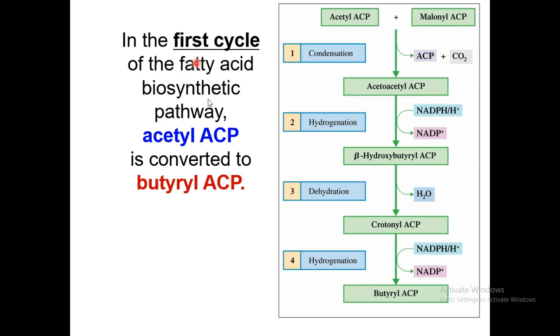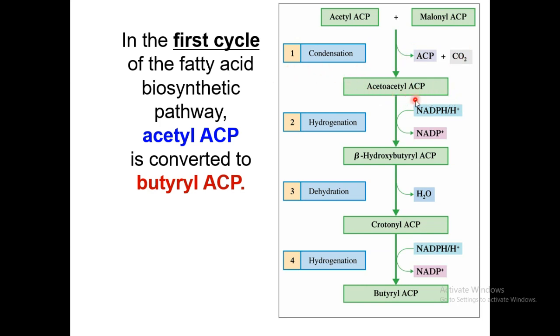So in order to produce one palmitic acid, this series of steps must occur 7 times, okay, to produce one palmitic acid molecule. Sige. So the activated acetyl-CoA is combined with malonyl ACP to form acetoacetyl ACP. In the process, one ACP is released. So this is the condensation step.